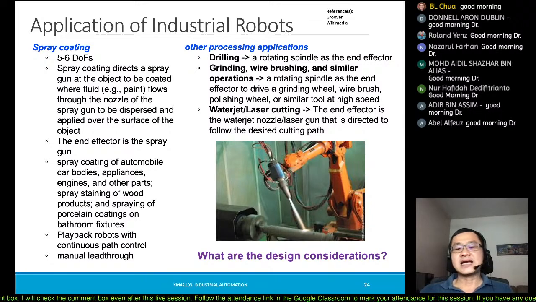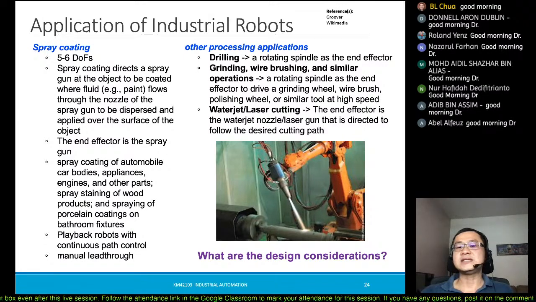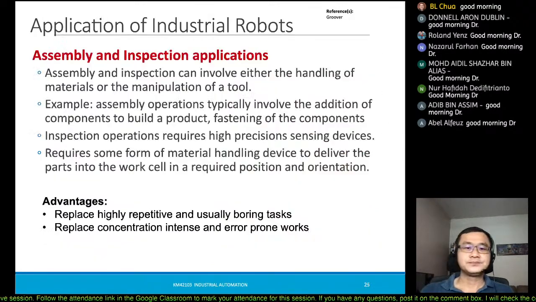So what are the design considerations? Again, the design considerations include your payload and the type of motion response that you may need. These are the things that you always consider first, before you start to design your robot.